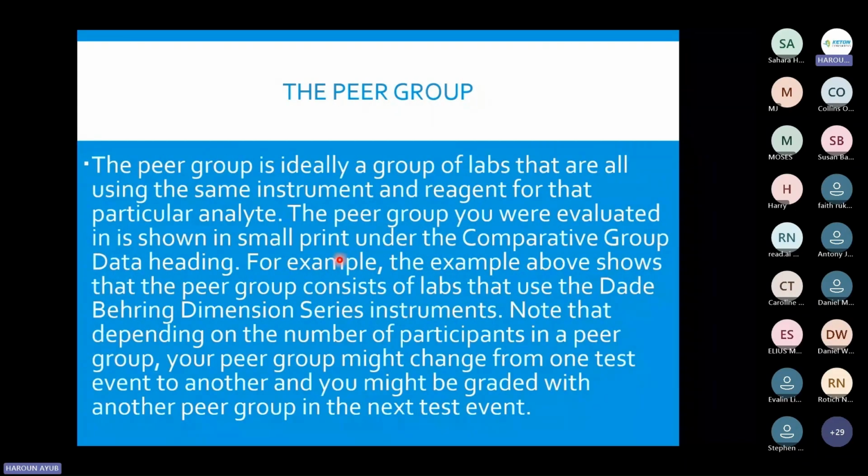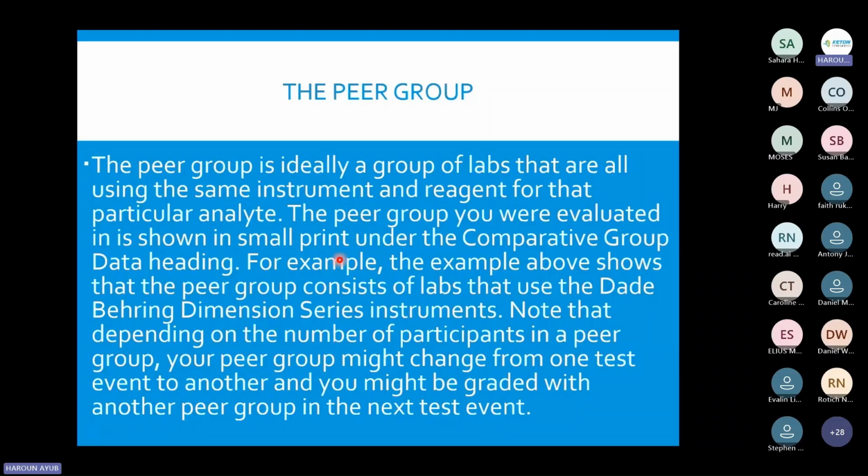What is a peer group? A peer group is ideally a group of labs that are using the same instrument or reagent for that particular analyte. We can go further and add a method, an instrument method group, the general group, and the reagent group. So similar instruments using the same kind of method or same kind of reagent will be grouped together.